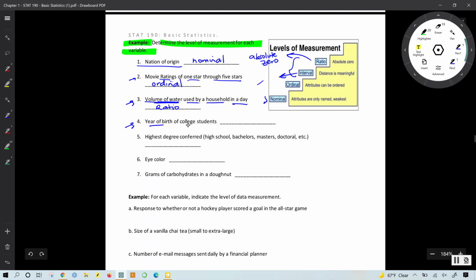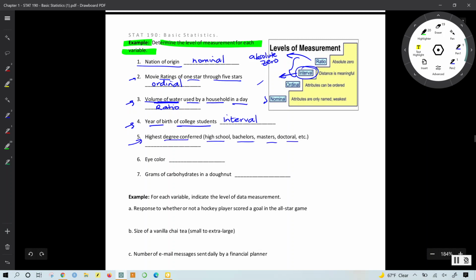Then what about year of birth of college students? Well, if it is the year 2000 and it is recorded as 00, this 0 does not mean no year. So this does not indicate a characteristic that aligns with ratio. Rather, it aligns with interval, since the 0 is a fake 0. It's not an absolute 0. What about the highest degree conferred?